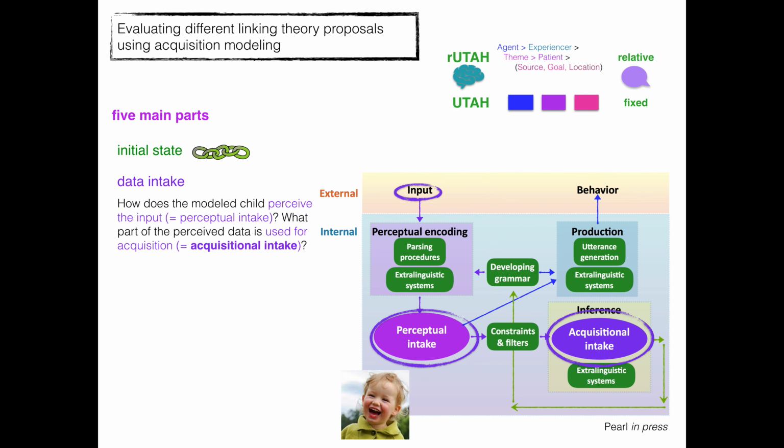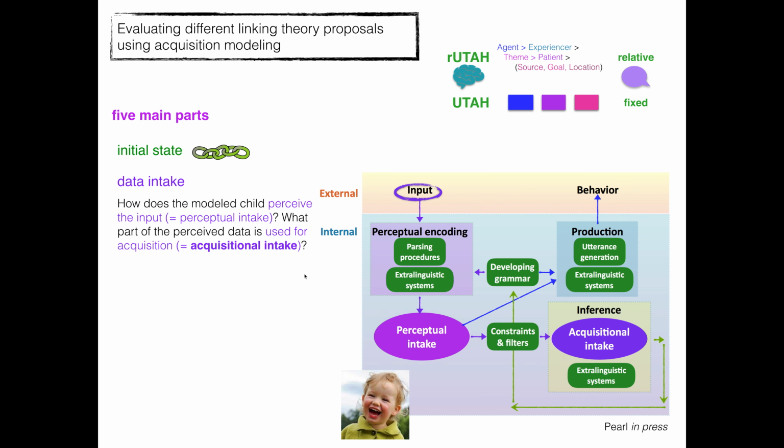Now, the data intake is about how the modeled child perceives the input, that external signal. So whatever information they're able to extract is their perceptual intake. And then what part of that perceptual intake is then used for learning? Because you may perceive quite a lot of information, but only use certain parts of it for acquisition. So the acquisitional intake is really the part we're most interested in.